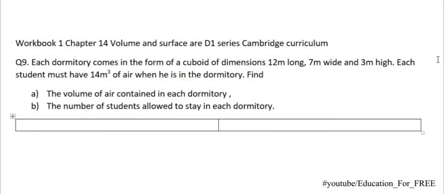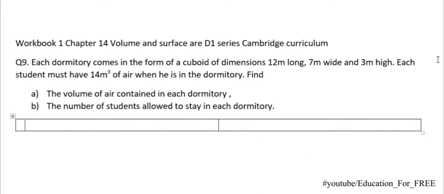So they say that there's a dormitory and the dimensions of that room are 12 meter long, 7 meter wide and 3 meter high. Now they're saying each student who is supposed to live in that dormitory has to take at least 14 meter cube of air. 14 cubic meters of air means 14 cubic meters of space is required for one student in the dormitory. So now we need to find the volume of the air contained in each dormitory.